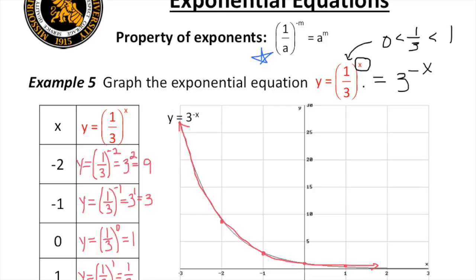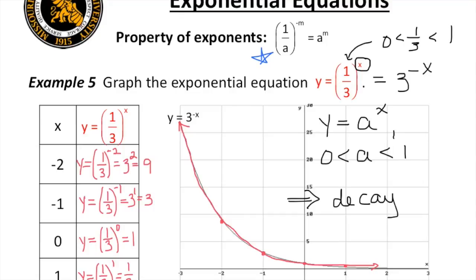This also tells us that if we have an equation in the form a to the x, not a to the negative x, rather a to the x, and if our base is a unit fraction, that is between 0 and 1, then we know that our graph will model exponential decay. That is, the graph will decrease as we move from left to right towards a horizontal asymptote that is the x-axis.